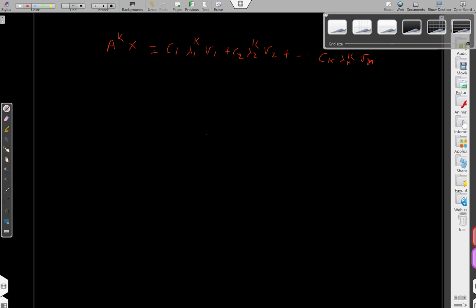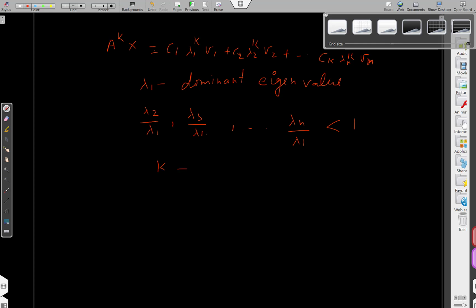Suppose lambda 1 is the dominant eigenvalue. That means it is the maximum eigenvalue out of the n eigenvalues. Then lambda 2 upon lambda 1, lambda 3 upon lambda 1, all these values will be less than 1, since lambda 1 is the maximum.